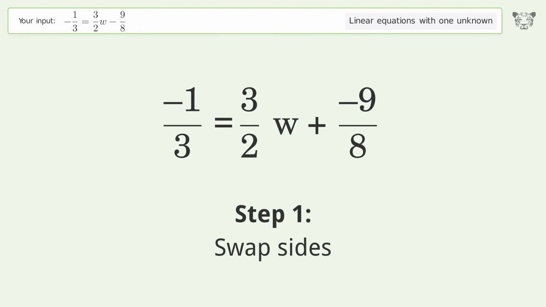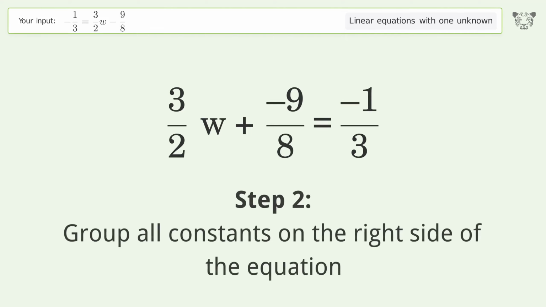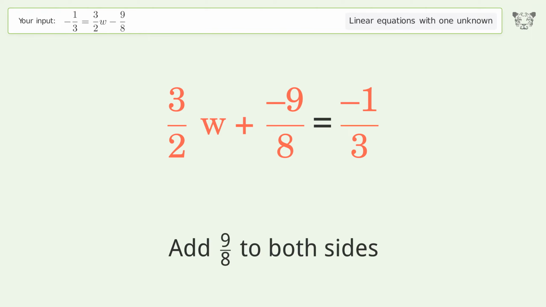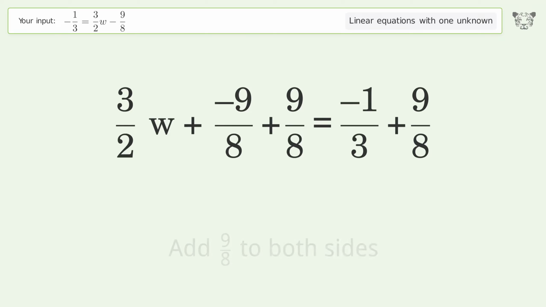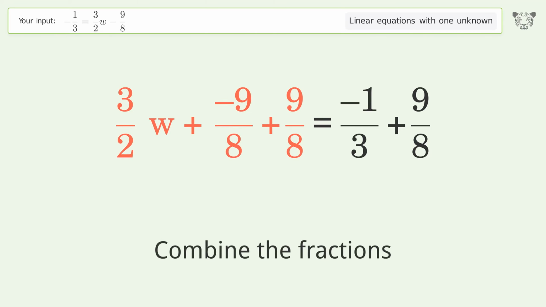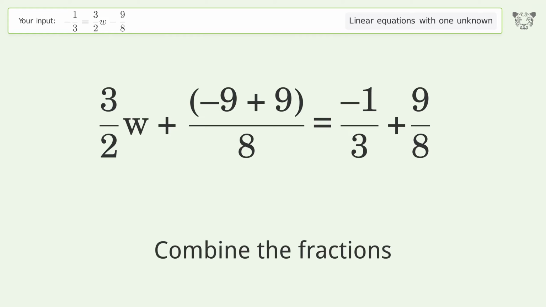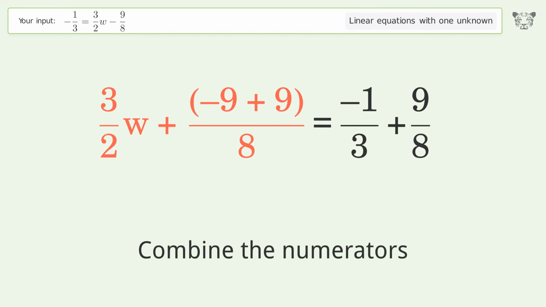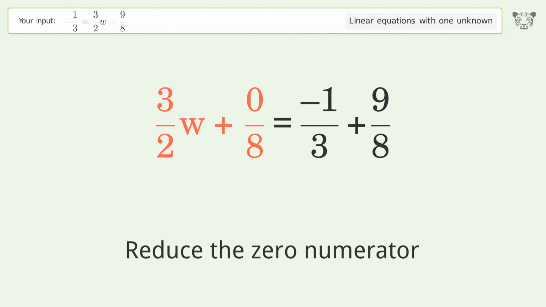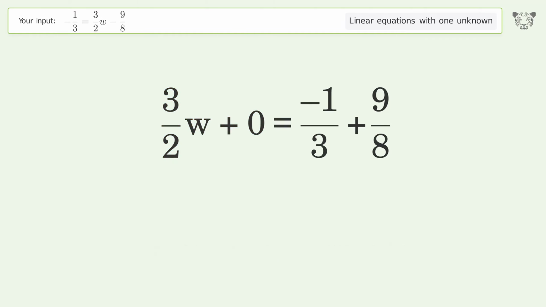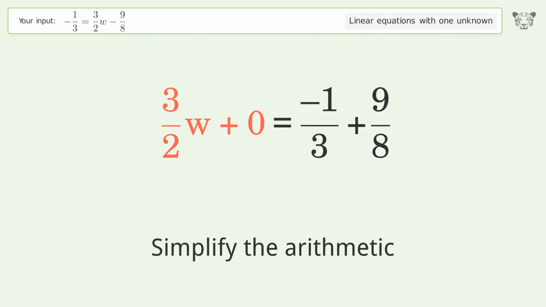Swap sides. Group all constants on the right side of the equation. Add 9 over 8 to both sides. Combine the fractions. Combine the numerators. Reduce the zero numerator. Simplify the arithmetic.